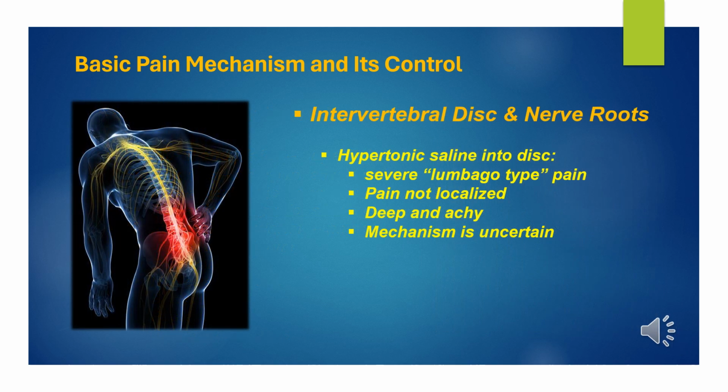Now let's talk about the intervertebral disc and the nerve roots. Hirsch et al. reported that hypertonic saline injected into the disc produces severe pain, which would be identical to real lumbago. It couldn't be localized, but was described as a deep aching across the back. Another researcher, in a review of the current literature, concluded that the disc may be the primary source of the production of low back pain. However, the mechanisms of pain production still remain uncertain, even with the intervertebral disc and nerve roots.